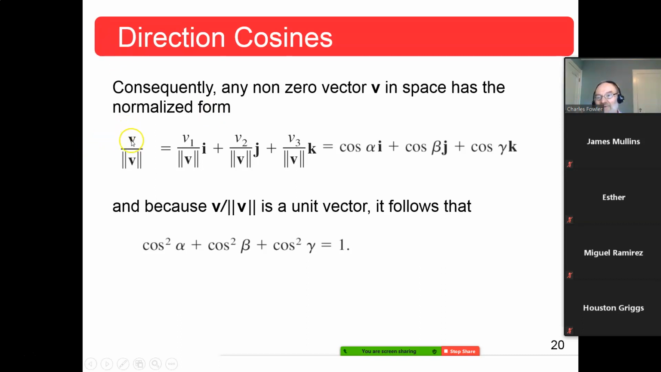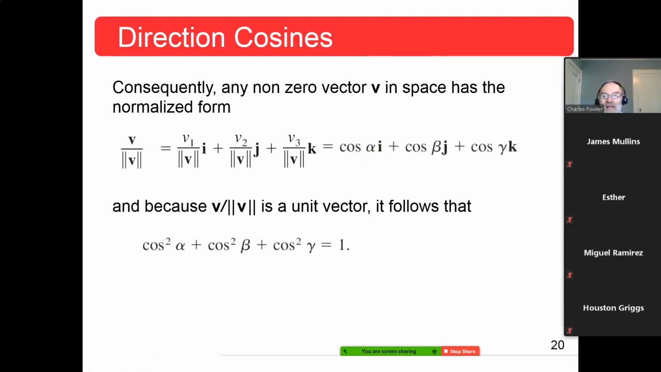So your unit vector in the direction of v is v divided by the magnitude of v, which would be v1 over the magnitude of v i plus v2 over the magnitude of v j plus v3 over the magnitude of v k. And if you took out the common factor 1 over the magnitude of v, this would just give you the vector v1 i plus v2 j plus v3 k. So this would be basically cosine alpha i plus cosine beta j plus cosine gamma k.